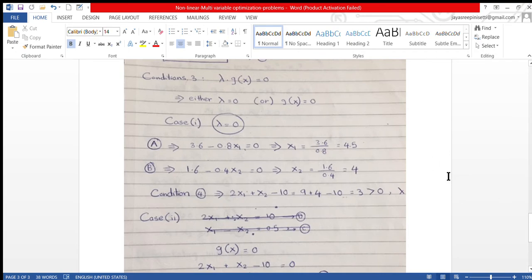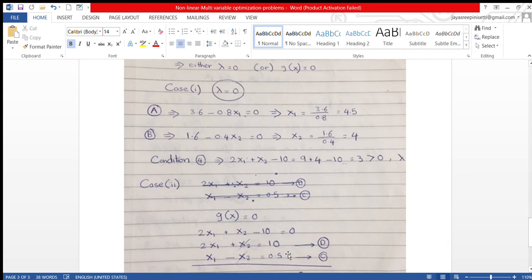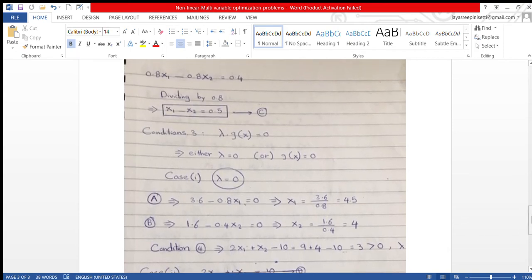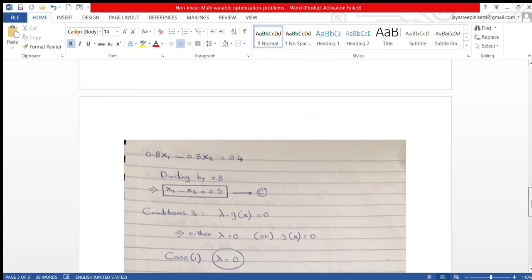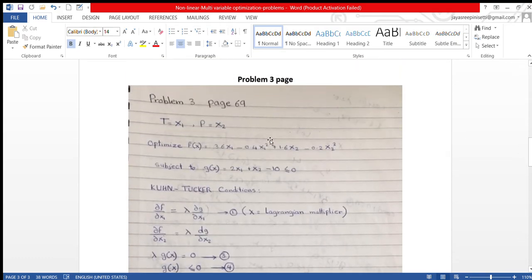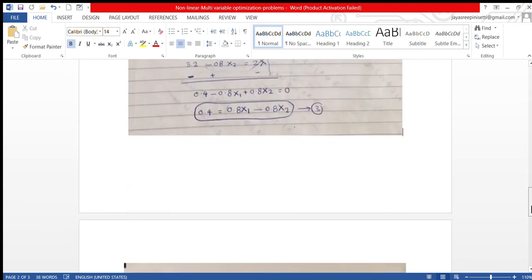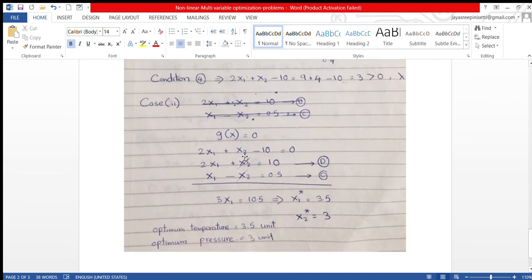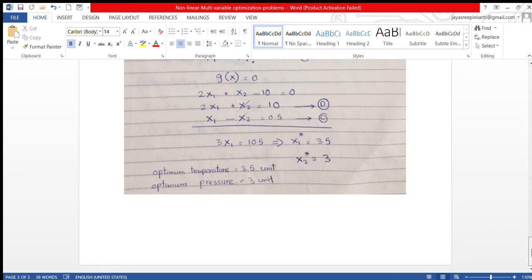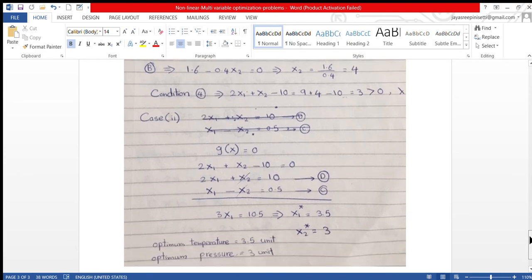Then go to g of x equal to 0. You got two equations, right? One is 2x1 plus x2 equal to 10, which is g of x, and the other is the new equation, x1 minus x2 equal to 0.5. Just solve them, and you get x1 and x2. Substitute them back in g of x.